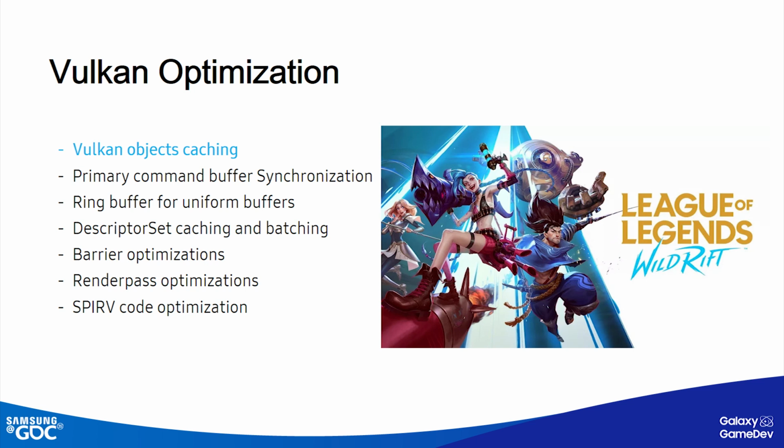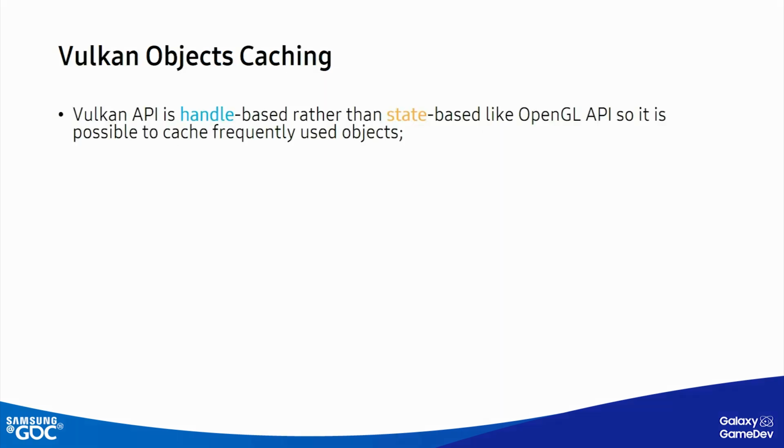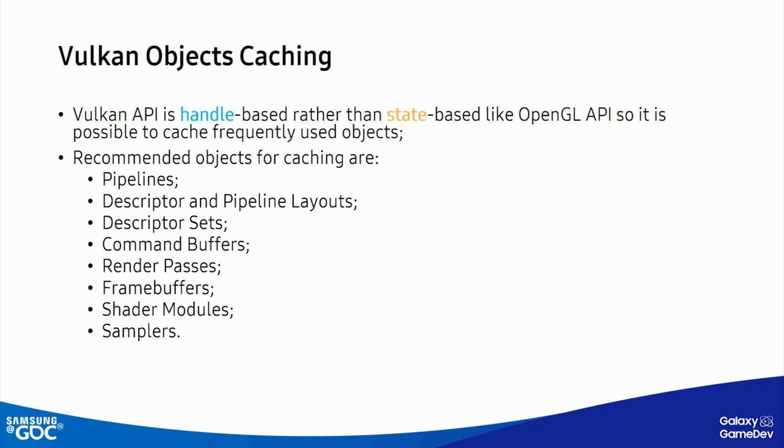Firstly, let's talk about Vulkan object caching. As some of you may know, Vulkan is handle-based rather than state-based. This means that all states are stored in specific objects. Most of them are immutable, which is perfect for caching. Here is a list of recommended candidates for object caching. The descriptor sets and the render pipeline in particular will see some of the biggest savings in the CPU and memory resources. This is because you'll be swapping them often.